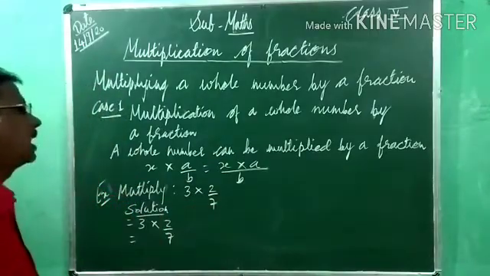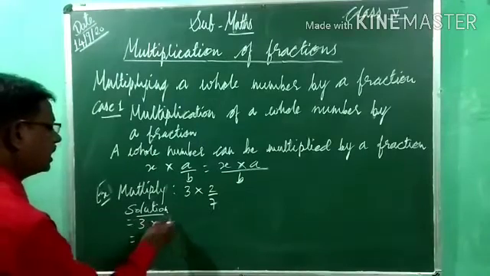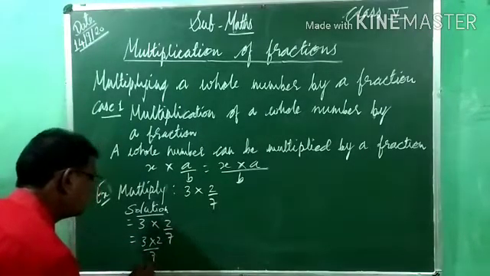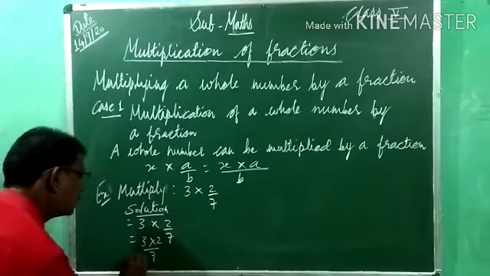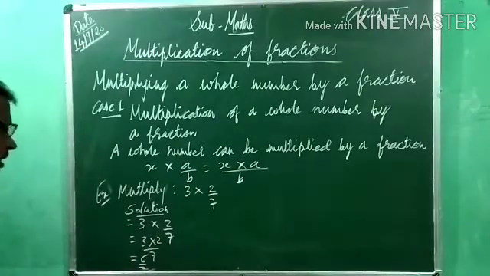For example, multiply 3 into 2 by 7. So 3 into 2 by 7. Now what do we have to do? 3 into 2, numerator multiplication, 3 into 2 divided by 7. Now 3 twos are 6. So 6 by 7. What is the answer? 6 by 7.